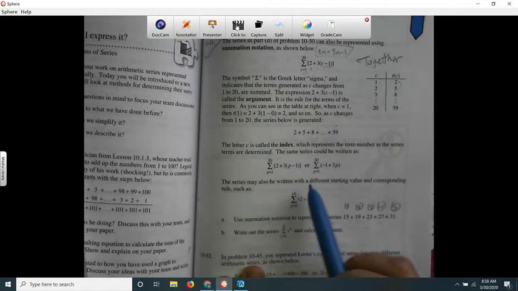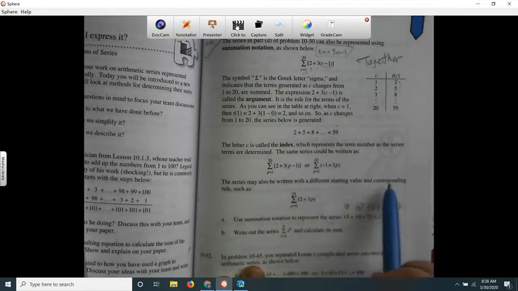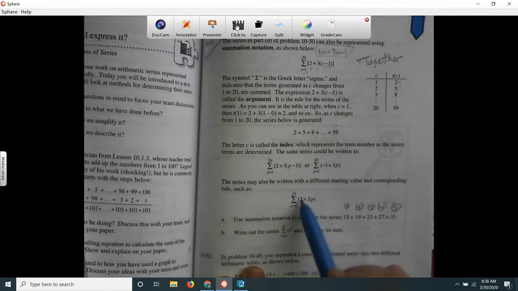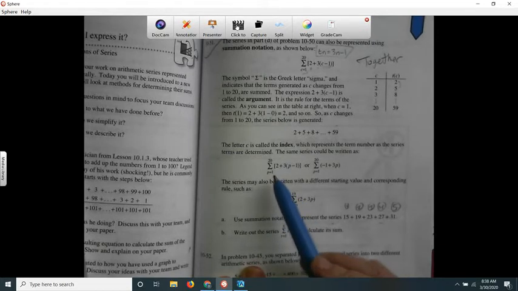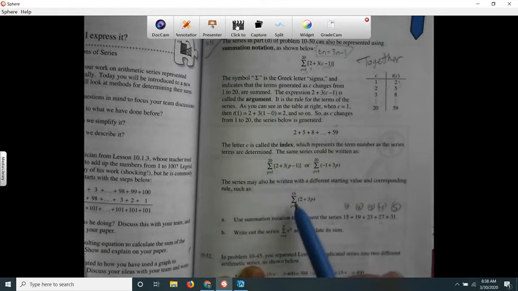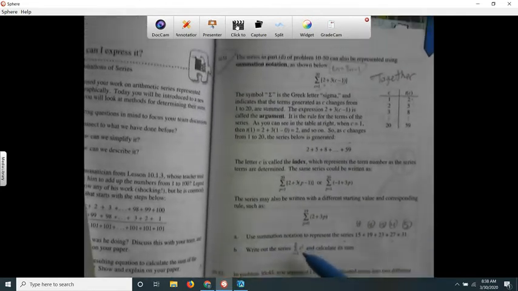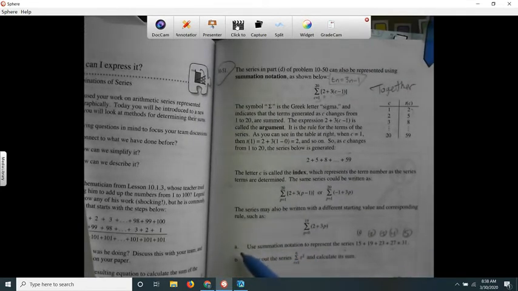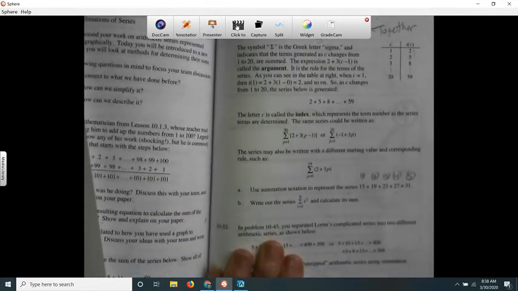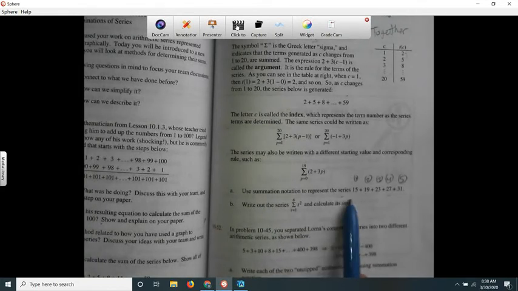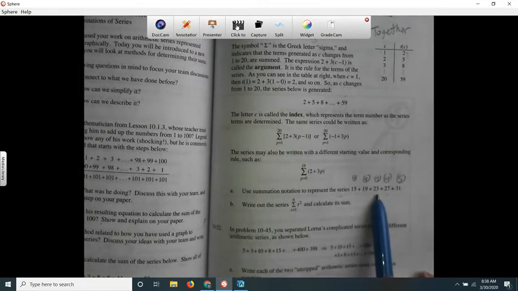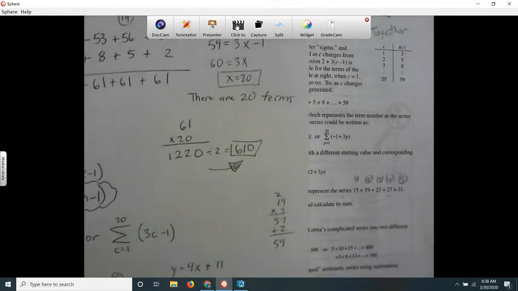The series may also be written with a different starting value and corresponding rule. So I could start from the 0th term and go to the 19th. Instead of starting from the first term and going to the 20th term, I can go from the 0th to the 19th term. Okay, so I know that probably didn't make sense, but we're going to try letter A and letter B. So letter A says, use summation notation to represent this series, 15, 19, 23, 27, 31.